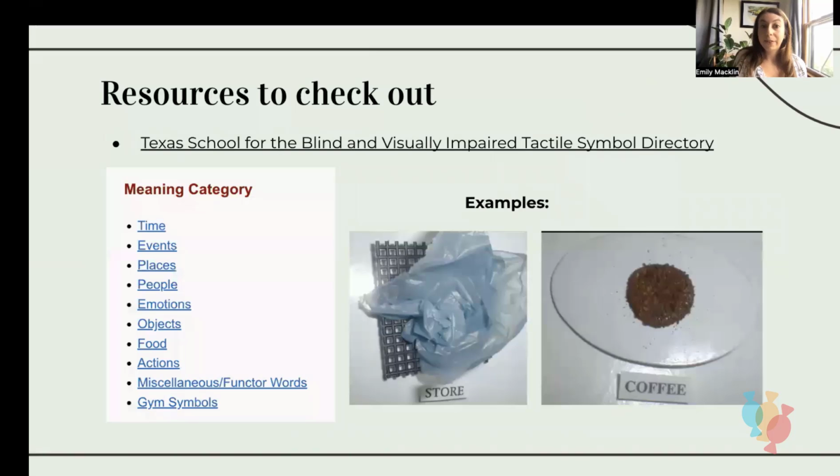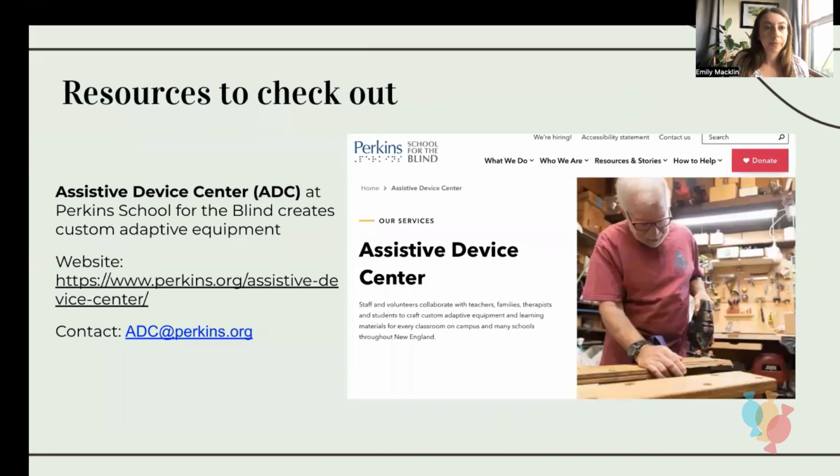Texas School for the Blind and Visually Impaired has a tactile symbol directory on their website. So you can see all the different categories they listed, and then they have photos of what they use. They're also using shape of backing as a cue for the type of word and category. Really cool. Here's 2 examples pulled right from their website. Interesting to take a look through.